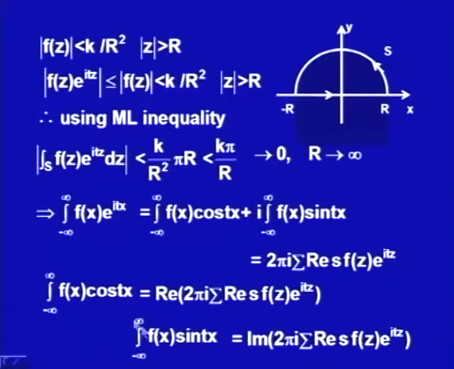So we have got these two formulas, or rather a method, where we could obtain these improper integrals using the residues of the function f(z) e^(itz) in the upper half plane. Let us apply these formulas, or this method, to some examples.